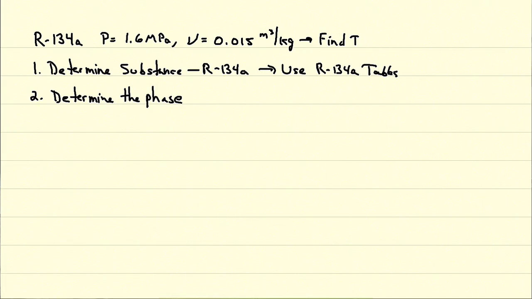The easiest way to do this is if we rely on our knowledge of the pressure-volume diagram or the temperature-volume diagram. Now, because we're given pressure here, we're going to go ahead and plot the pressure-volume diagram and see if that information can help us determine what the phase of the substance is. Okay, so let's go ahead and draw the diagram.